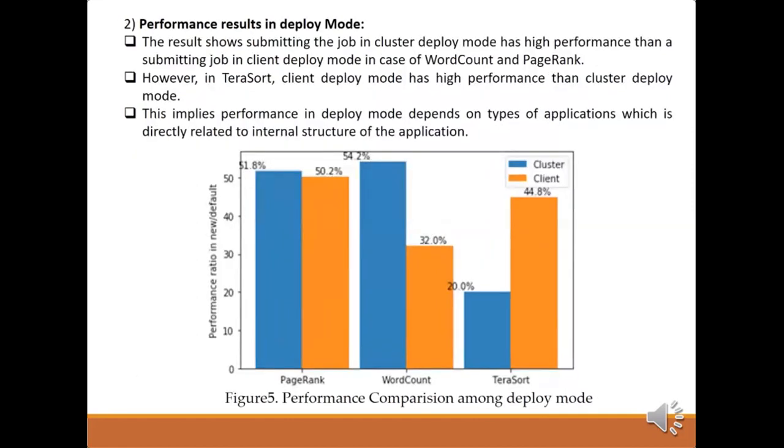When we see the performance results by deployment mode, the results show that submitting a job in client deployment mode has higher performance than submitting in cluster deployment mode in the case of word count and page rank. However, in TeraSort, the reverse is true, which means client deployment mode has higher performance than cluster deployment mode. This implies performance in deployment mode depends on the type of application rather than the value, which means it is directly related to the internal structure of the application.